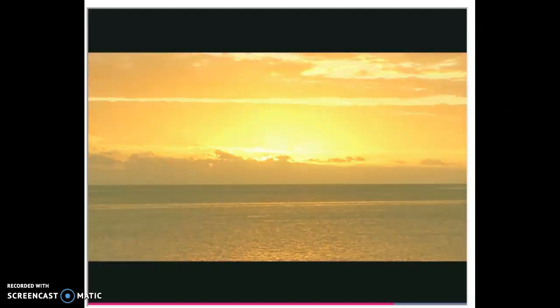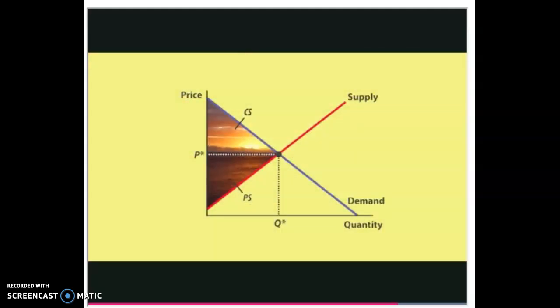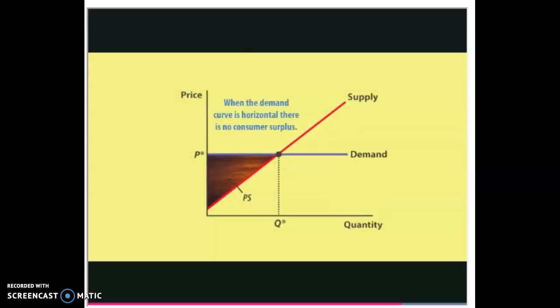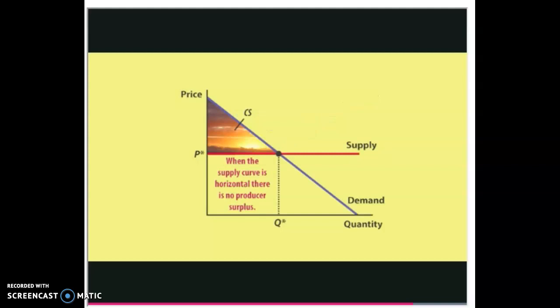Now let's look at a couple of special cases. If the demand curve is horizontal, that means the willingness to pay for each unit equals the price, so there is no consumer surplus. If the supply curve is horizontal, the marginal cost of making each unit equals the price, so there is no producer surplus.